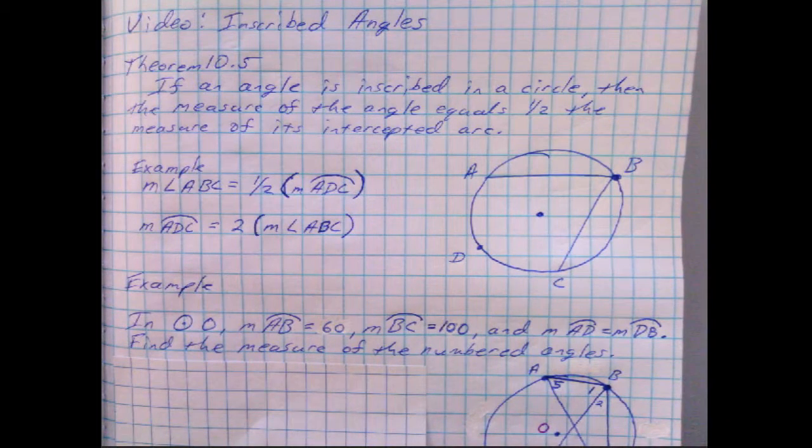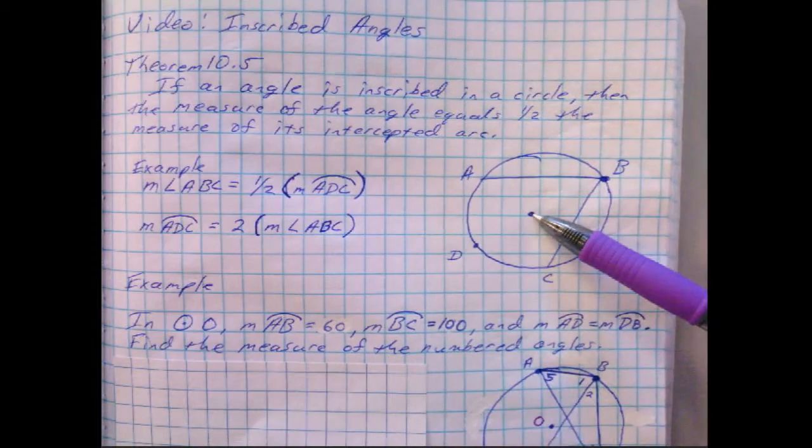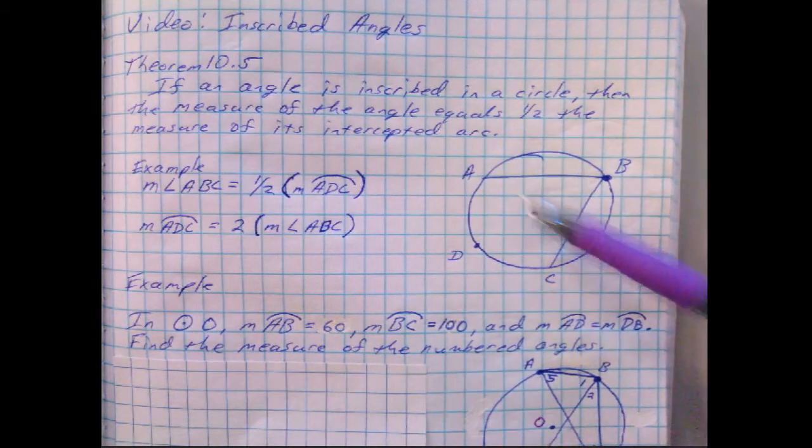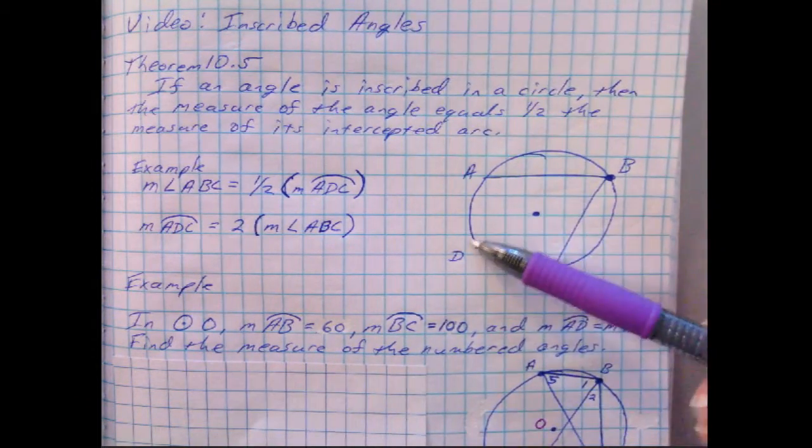Welcome back. So today we're talking about inscribed angles. We're going to start out with a theorem. If an angle is inscribed in a circle, then the measure of the angle equals half the measure of the intercepted arc. So before, when we were talking about central angles, we started at the center and then our sides were radii and they were equal to the arc.